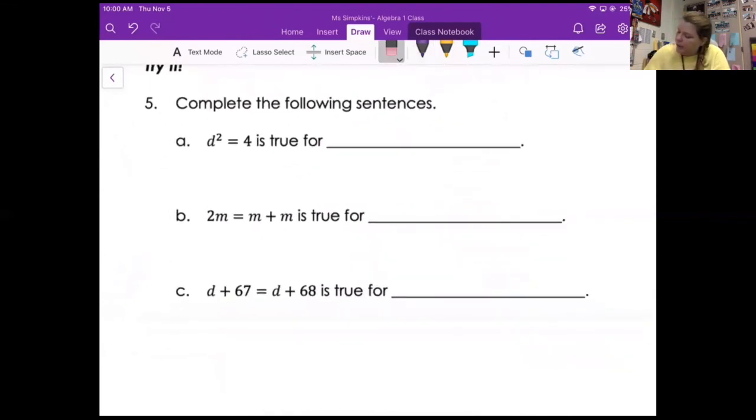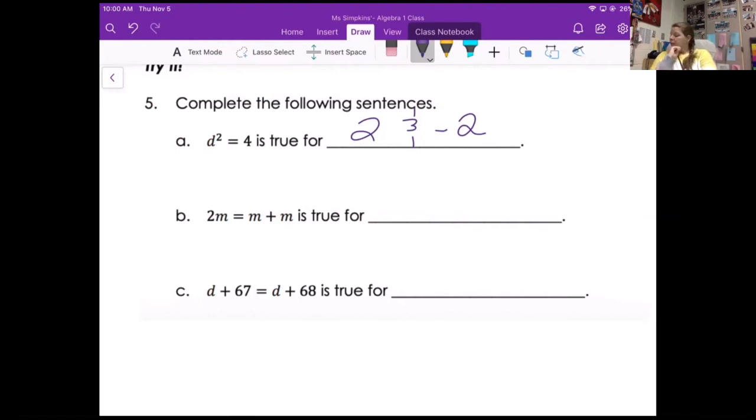So d squared equals 4. What number, when we square it, do we get 4? 2 and there's another number besides 2. Gavin, you got it. Think about that. -2 squared means -2 times -2, which would still give us +4 as the result.